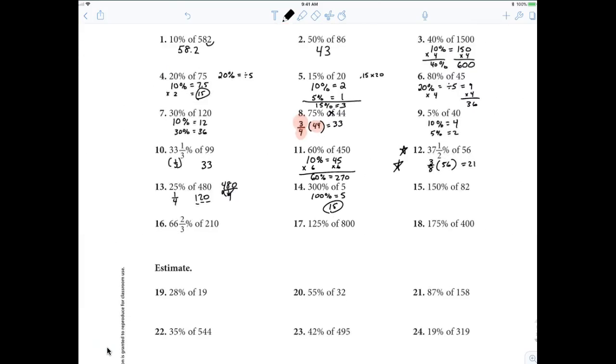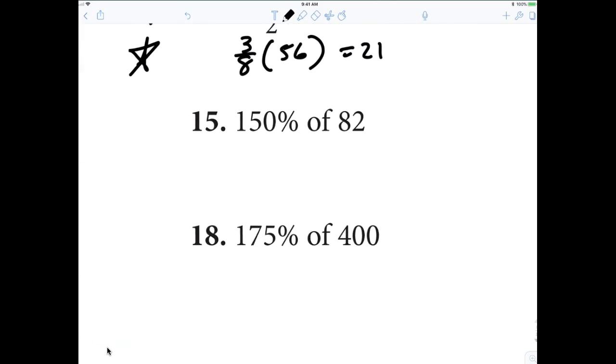All right, here we go. Now, I like this one here. So tell me, what am I going to do with 150%? Divide 82 by 2. That would give me 50%, which is the same as what number? 41. So 150% would have to be what? 123. That's how smart you need to be.